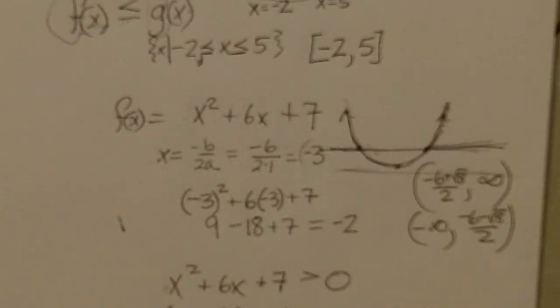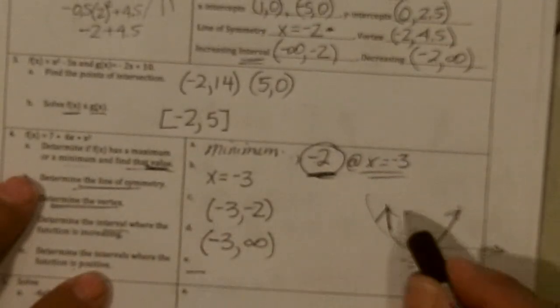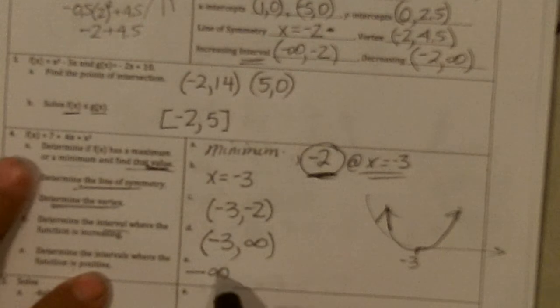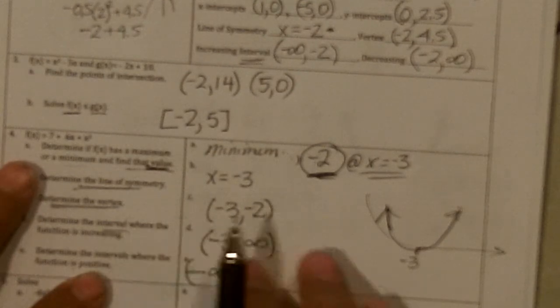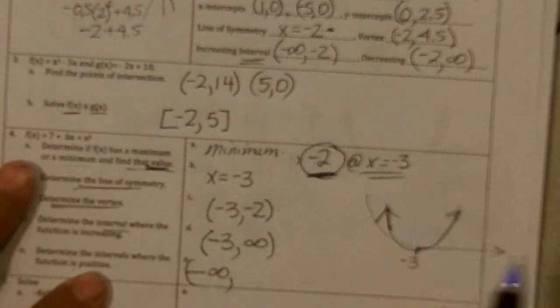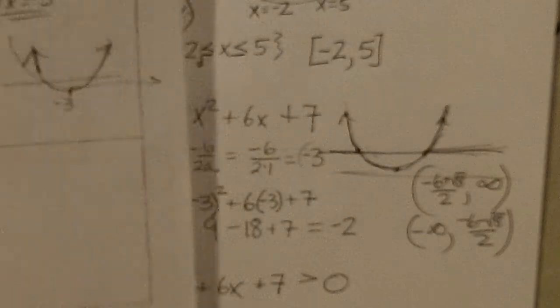So let's put that on our answer sheet. It is positive from negative infinity up to, for all the x's, negative infinity up to where it hits the x-axis, which was at negative 6 plus the square root of 8.